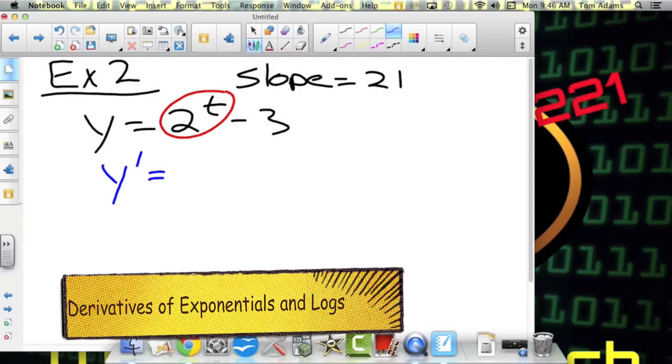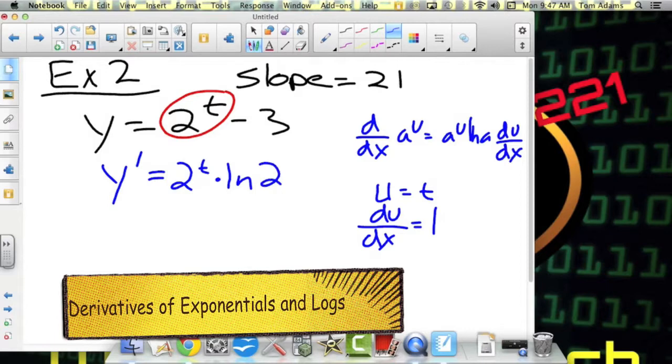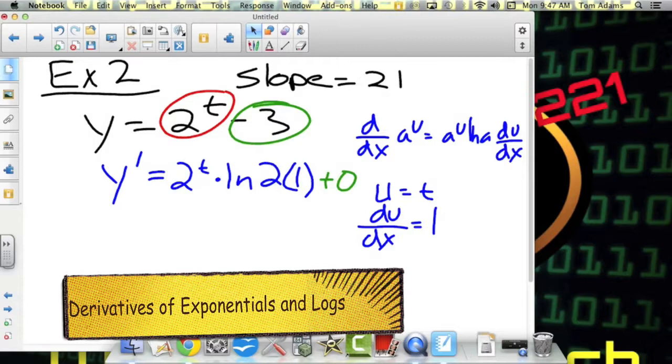So y prime would just be the derivative of 2^t minus the derivative of 3. Remember that the derivative of an exponential function in this case should calculate to be 2^t times the natural log of 2. And then we tack on the derivative of t, which is just 1. So we get that y prime is equal to 2^t times the natural log of 2 times 1, and then the derivative of negative 3 is just 0. So then that is y prime.